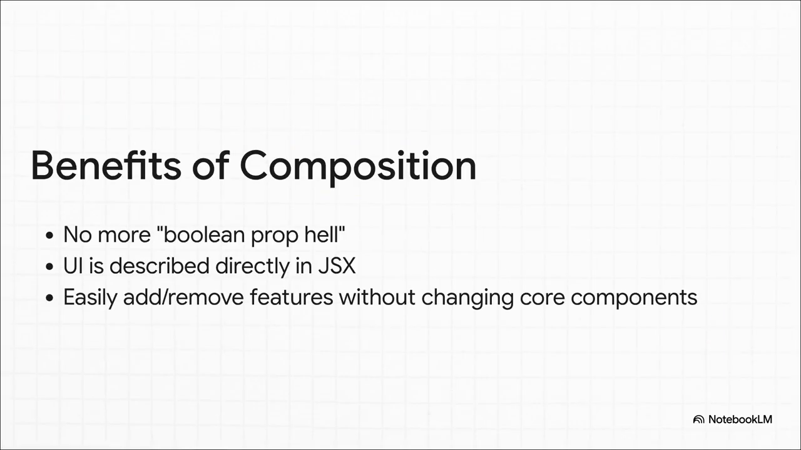And the benefits here are immediate and they're profound. That Boolean prop hell just vanishes. The UI's structure is described plainly, declaratively, right there in your JSX, and crucially, you can add, remove, or change features for one use case without ever touching the code for any other. You've achieved isolation, but at the component level.